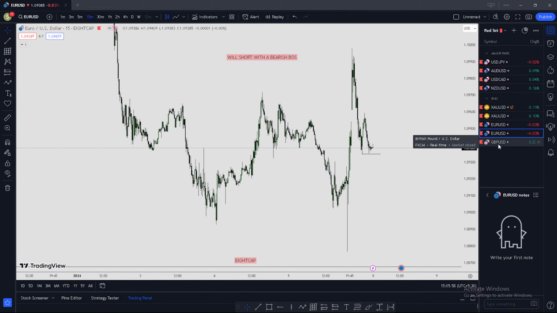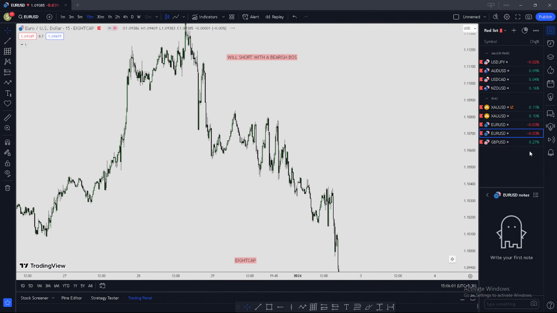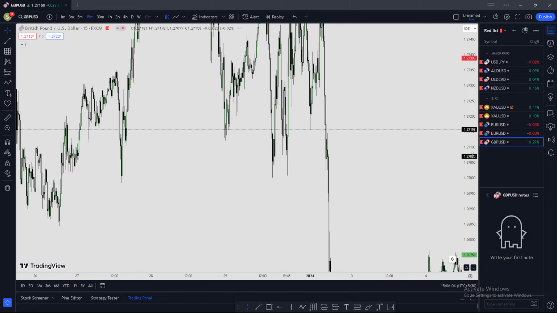You can clearly see the difference, that GBP has probably always been our stronger pair.